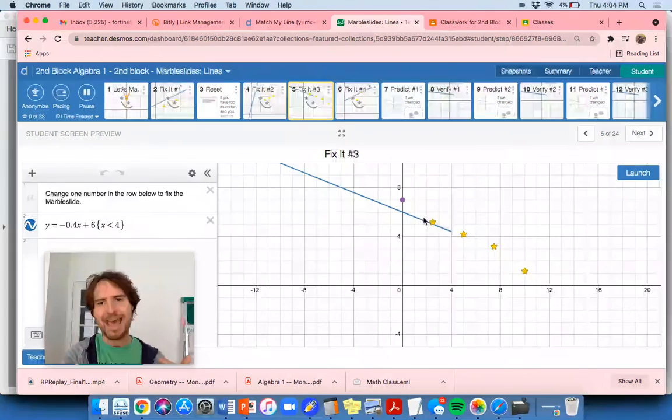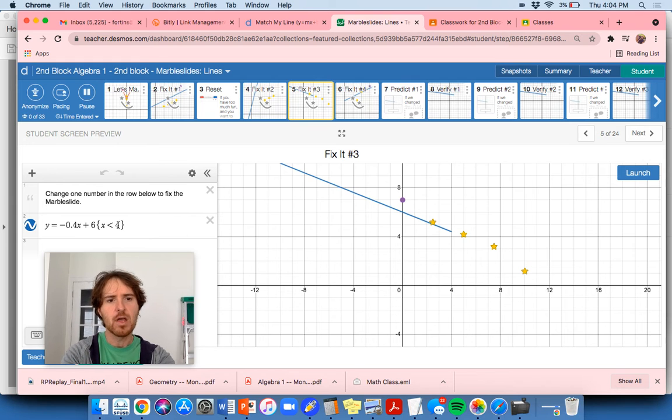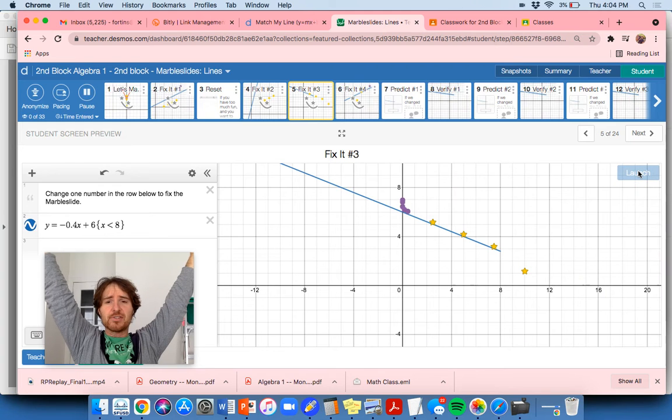It ends when x equals 4. Okay, that's not far enough. So I'm going to change it to x equals 8, maybe? Give it a shot. There we go. I increased my domain. And yeah, I think I'm going to pick up those other stars. Let's see if that actually works. There we go. Star, star, star.